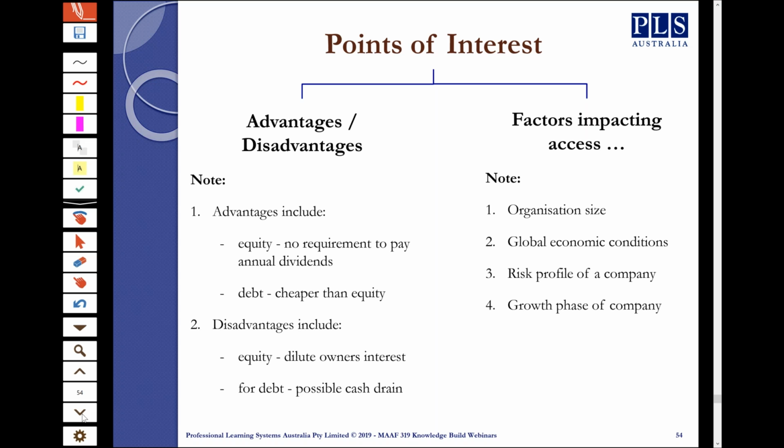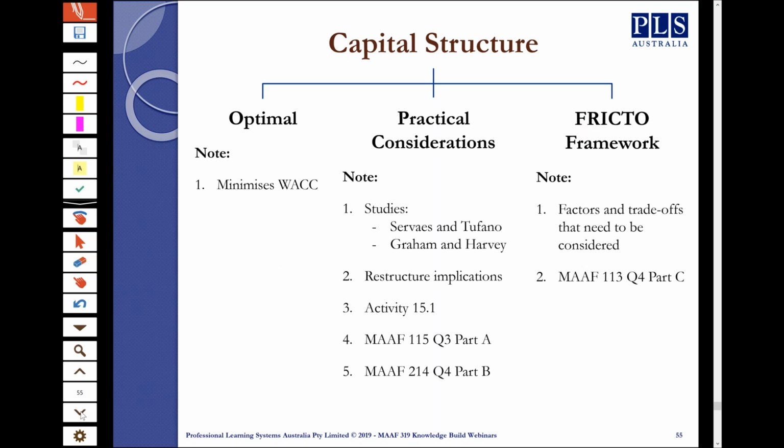Factors impacting include your organisation size, global economic conditions, your risk profile, and your growth phase. Of course, once you're there, you'll find that the Institute then extends into the capital structure logic. So you've got the idea of your optimal capital structure and your practical considerations. Your optimal capital structure is the one that minimises your WACC. So that can link you back to your earlier units.